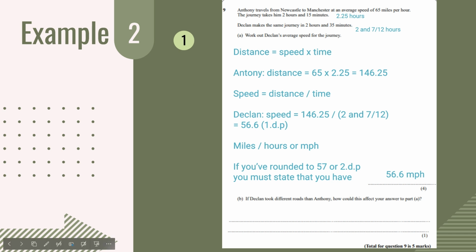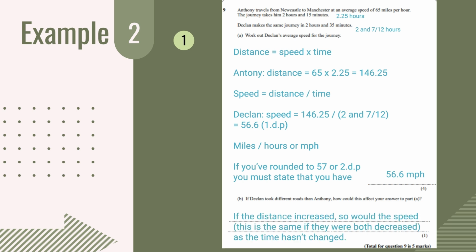In part B of the question, if Declan took a different route than Anthony, how could this affect your answer in part A? The answer would be, if the distance increased, so would the speed. This is the same if both would decrease, so if the distance decreased, the speed would also decrease, as the time hasn't changed. The time for both Declan and Anthony to get to Manchester from Newcastle hasn't changed in the question, so if the distance increases, therefore the speed would also increase.